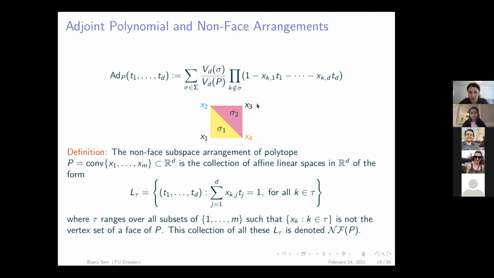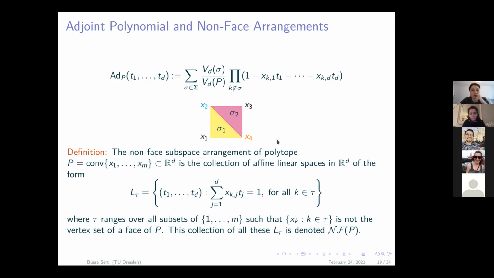subset gives a non-face, and for each such subset we find this affine linear space, and we write for each vertex a linear form, and define this linear space. The collection of those spaces is called the non-face arrangement of the polytope, and this collection is denoted F(P).